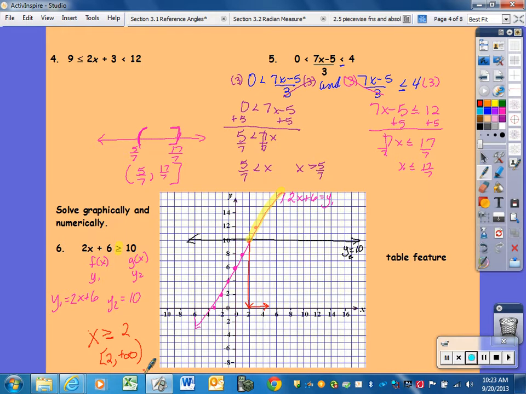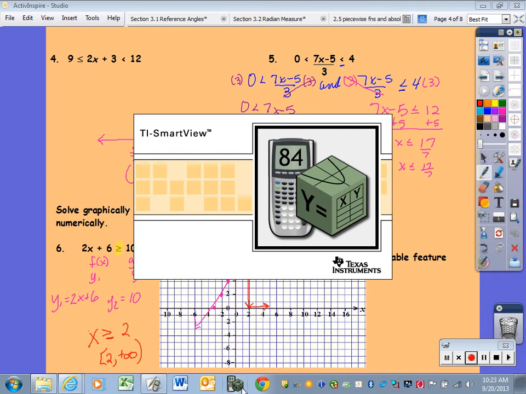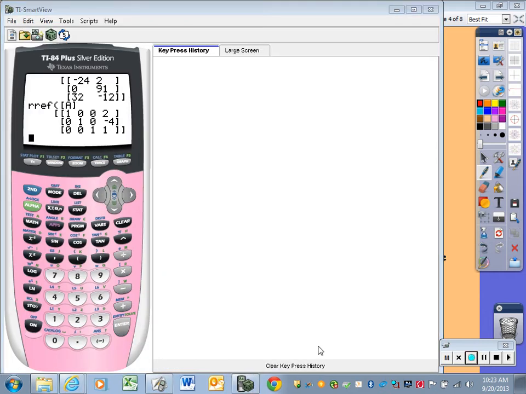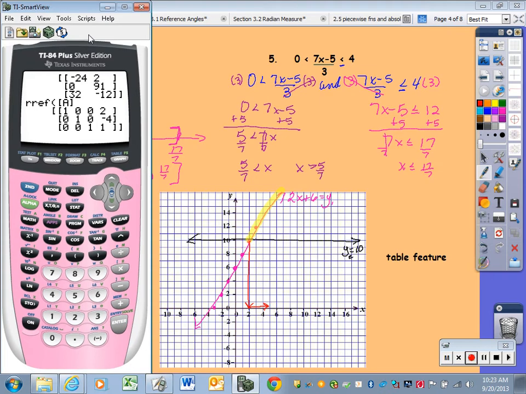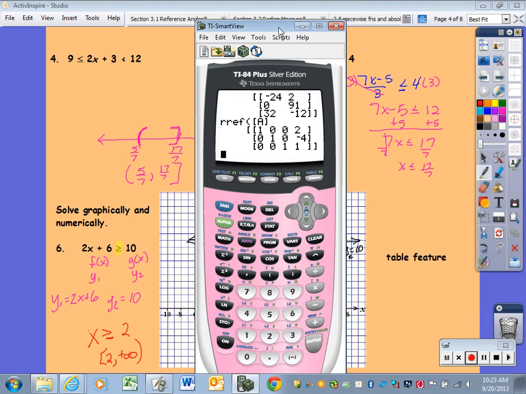And if we look at the table feature, take a minute for my calculator to get in here. Y1 was 2x plus 6. Y2 was 10. And I want to go to the table. I'm looking for where both y values are 10, and that happens at 2. I'm looking for where they are greater than that 10.